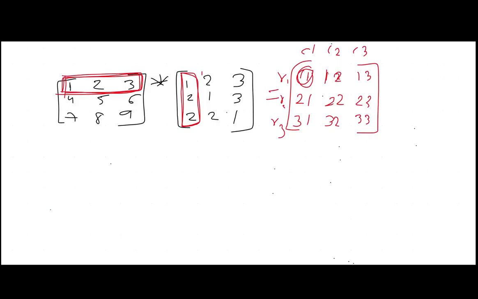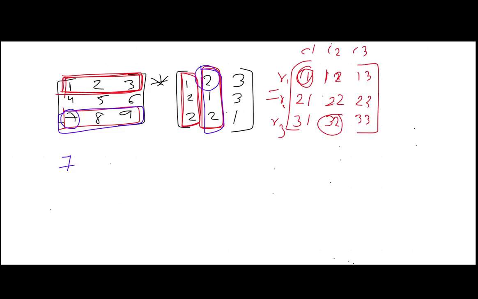Now let's see one example. Let's take this one: third row, second column. So how would the calculation be? This is my third row, second column. In order to get the third row, second column in the matrix, we have to multiply the corresponding elements. So this is the first element, and I have to multiply it with the corresponding first element of that column.